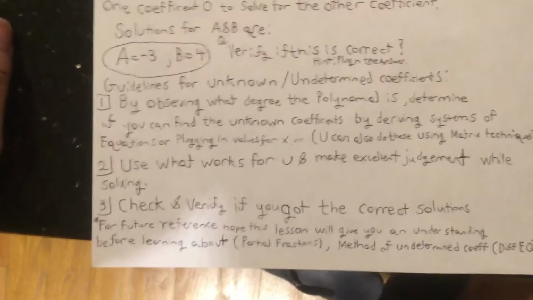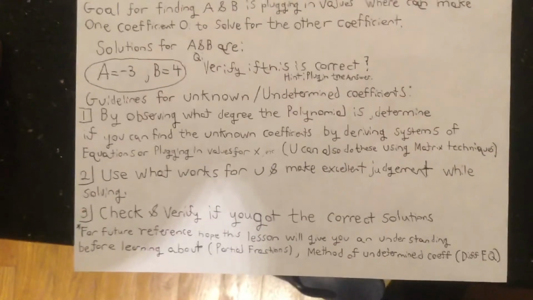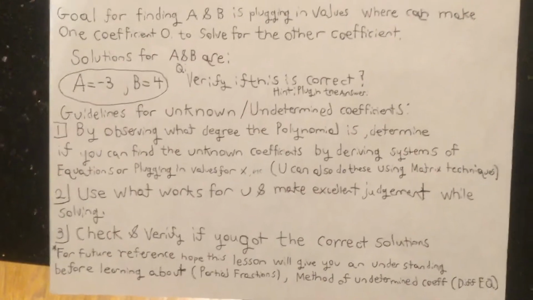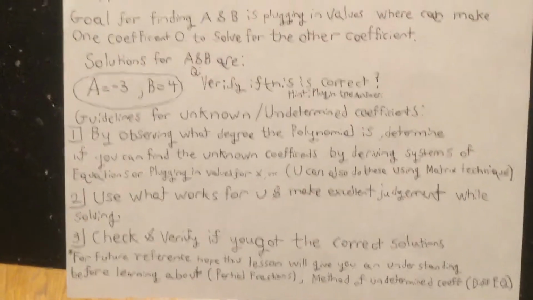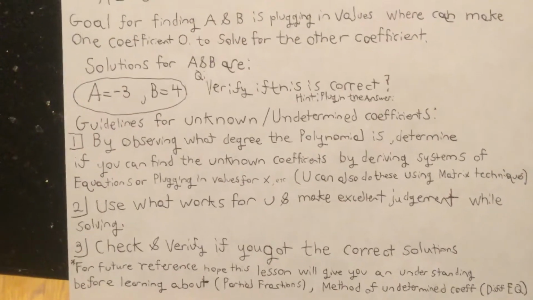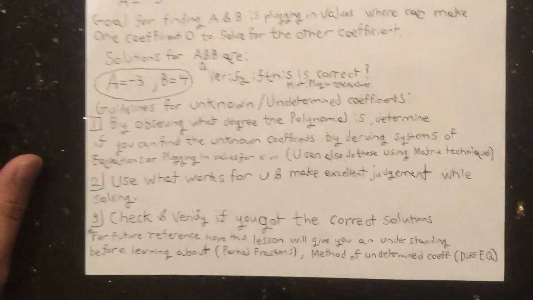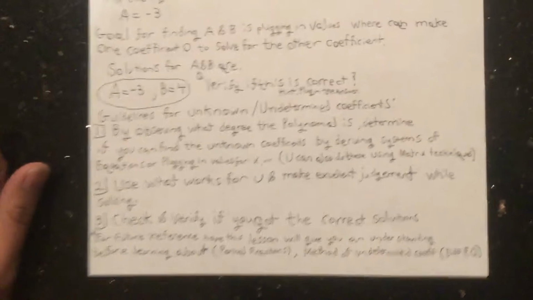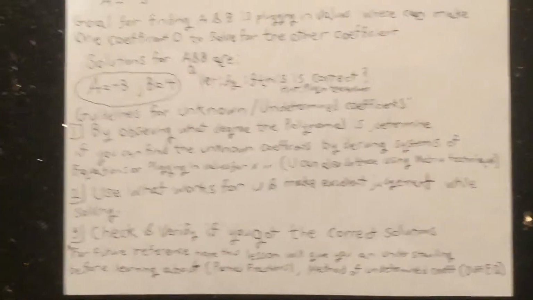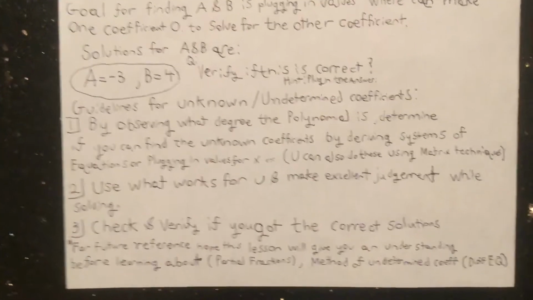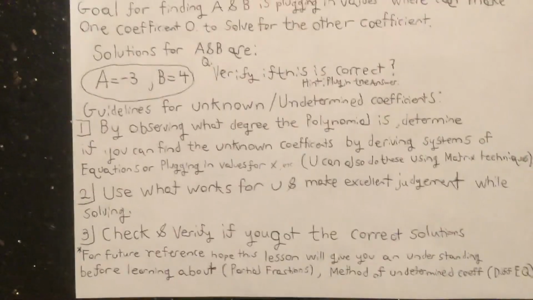Here are some guidelines for obtaining the answers for these undetermined coefficients. By observing what degree the polynomial is, we must determine if you can find the unknown coefficients by deriving a system of equations or just plugging in immediate values of x. You can also do this using matrix techniques. Be sure to use what works for you. Always use your excellent judgment and know what you think is right. There's more than one way to get the right answer. It doesn't have to be just this way.